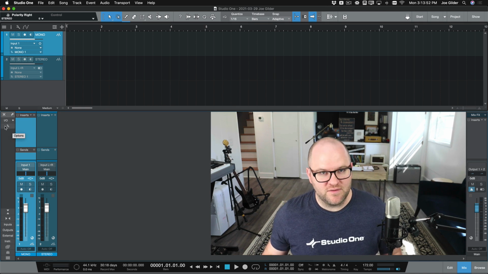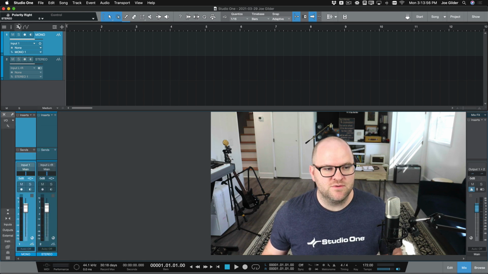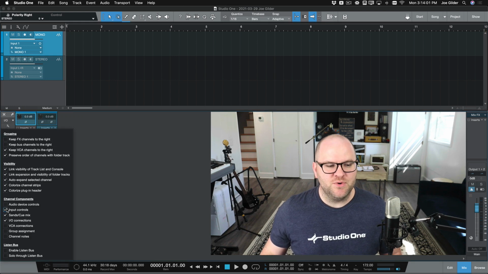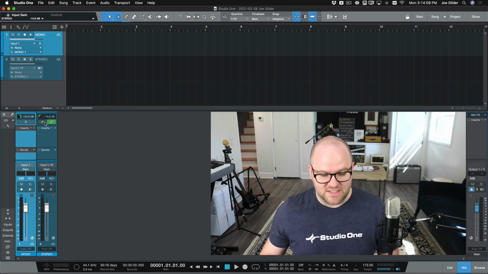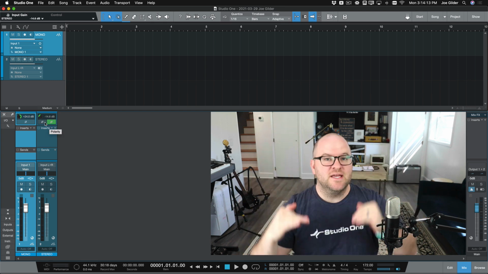The solution to many of life's problems is found when you find the wrench button. There's one here in the mixer, there's one here in the arranger. We're going to go to the mixer and select input controls. Now we have a gain knob and a polarity or phase flip button at the top of all of our channels. This allows us to affect the polarity and also the gain before that signal hits the plugins.